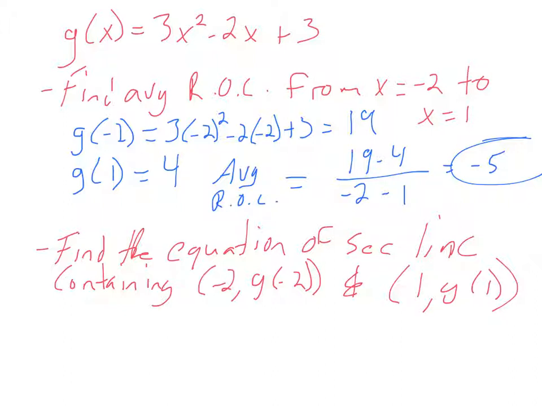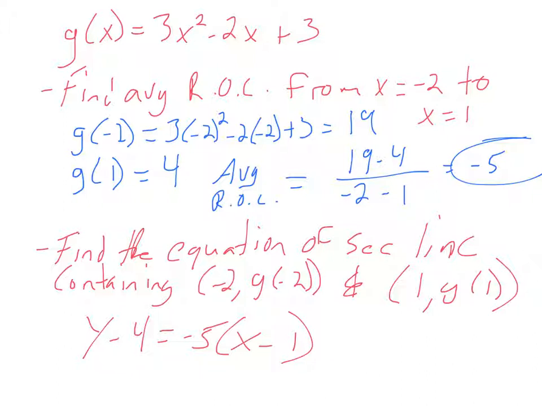So find the equation of the secant line containing those 2 points that we just used to find this average rate of change, right? Because these are the 2 points that we found. We found g of -2 and g of 1. So this point and this point are the 2 points that the secant line goes through that has this slope. So we know the slope of the secant line. That's the average rate of change. We have the 2 points it passes through. So we can use the slope and one of the 2 points to write the equation of the line in question. I'm going to use this point right here, so 1, 4. So the equation of the line would be y minus 4 is equal to -5 times x minus 1.